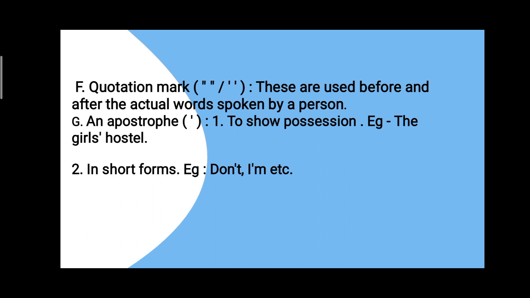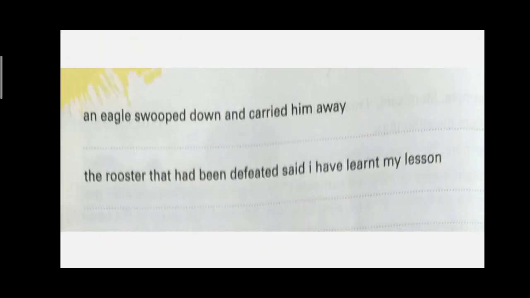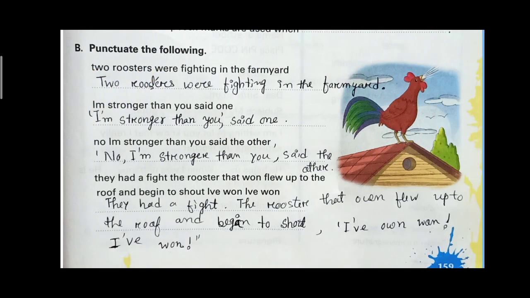Now students, let me show you an exercise relating to these punctuations, and it is exercise number B, given on page number 159. And here the question is, punctuate the following. So here a small paragraph is given in the form of a few separate sentences, and we have to put correct punctuation marks here. So let me show you the answers.